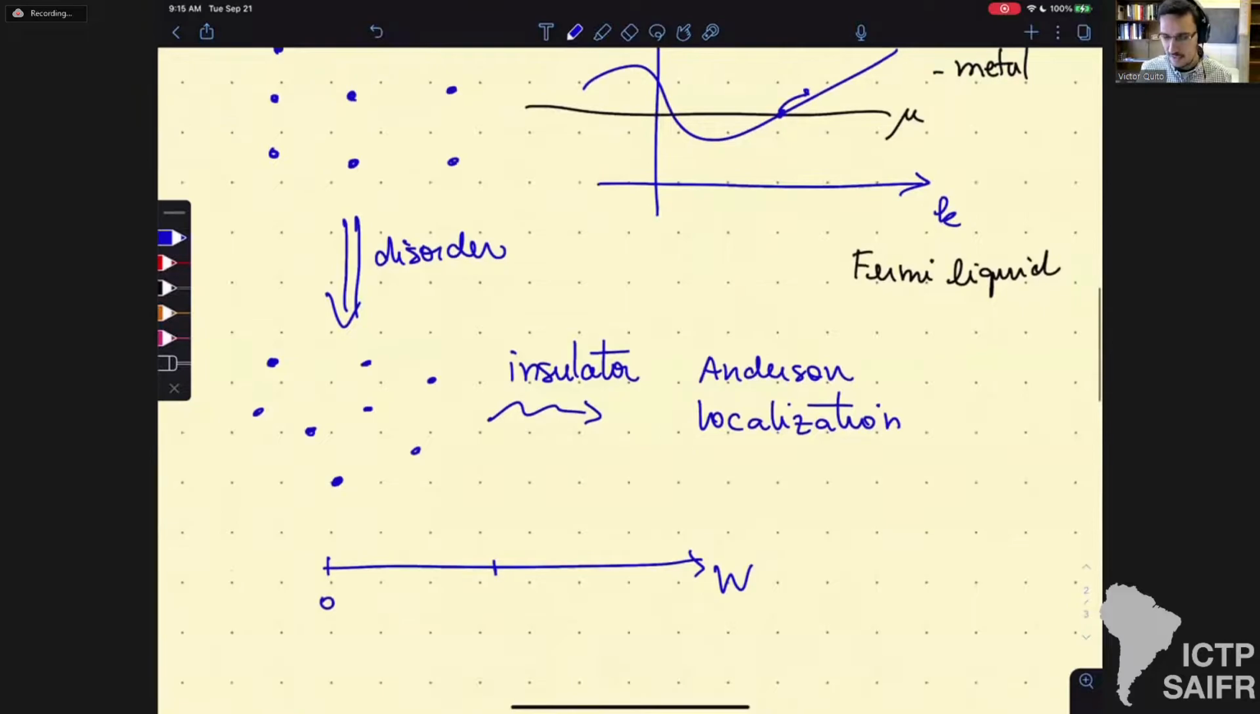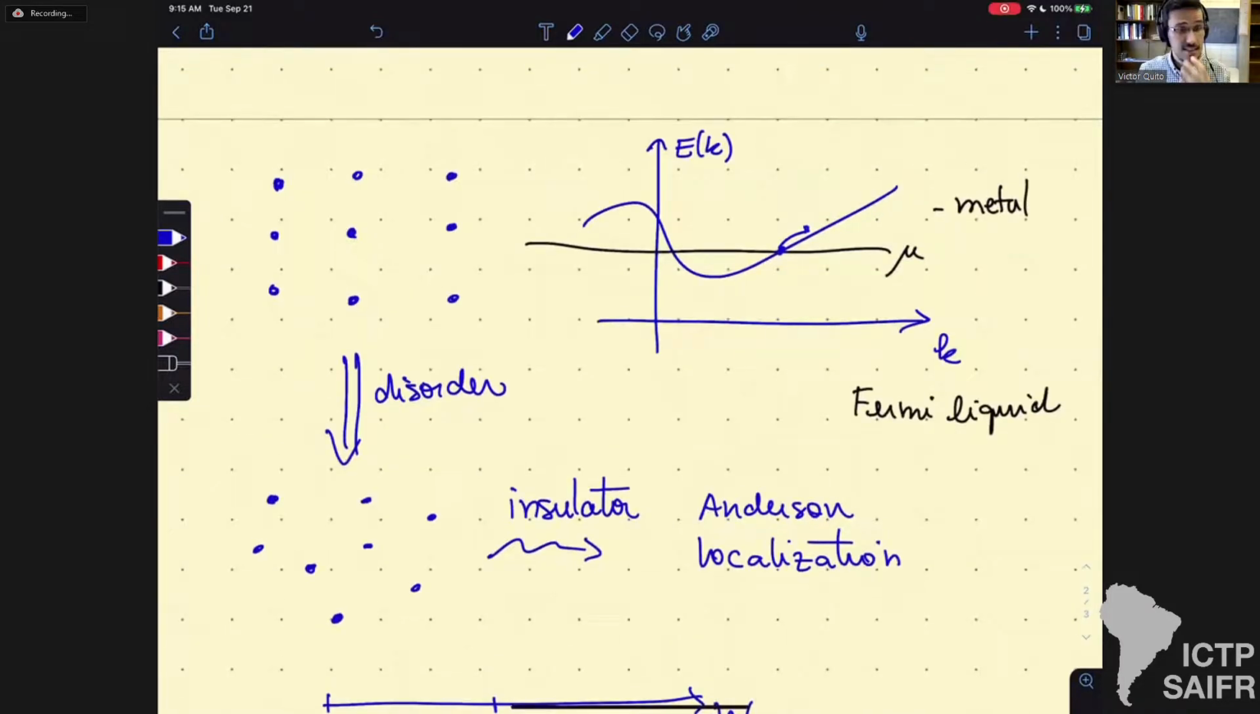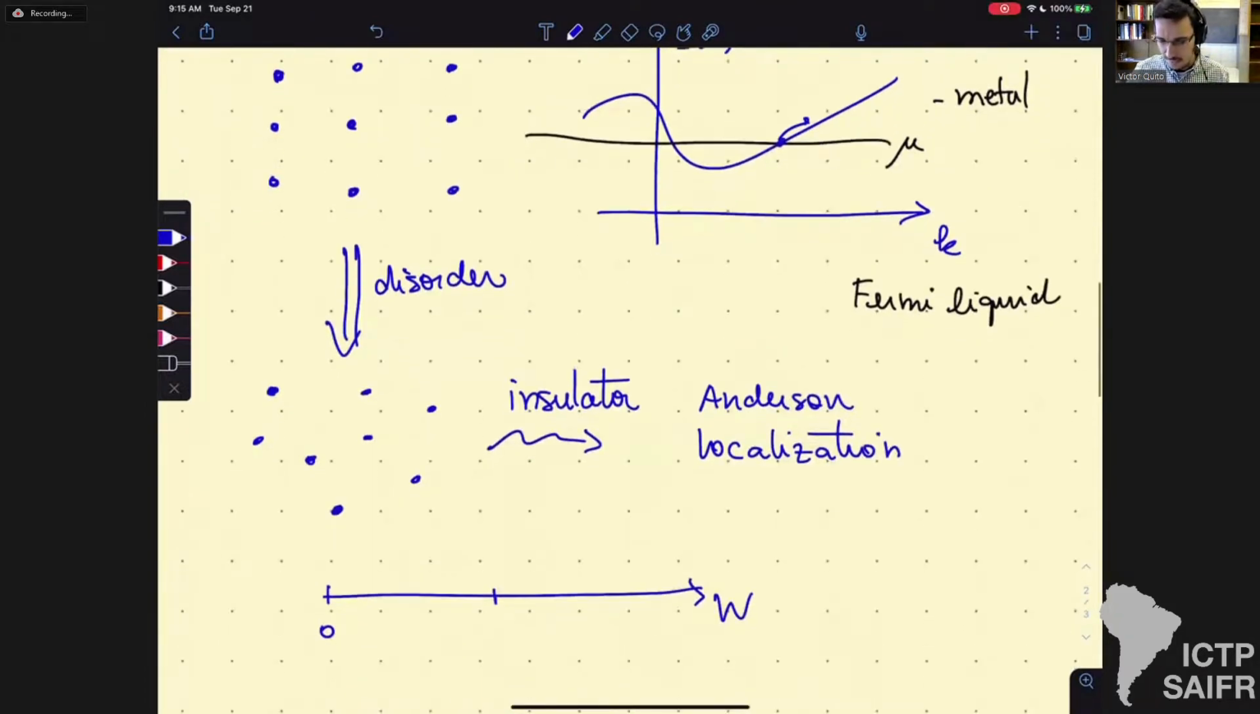It's a disorder-driven insulator. You fill up to the chemical potential. It would otherwise be a metal, but given the disorder, the states are localized, and therefore this is what I mean by Anderson insulator. It's an insulator where the description in terms of these extended states is no longer valid. You fill up to the chemical potential, but the eigenstates of your system are completely localized, and therefore, yeah, thanks.